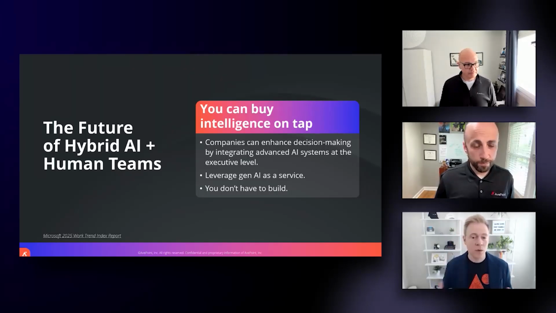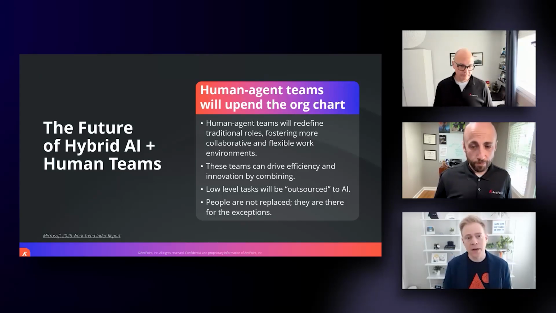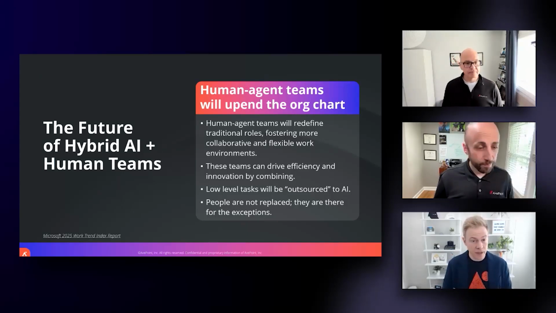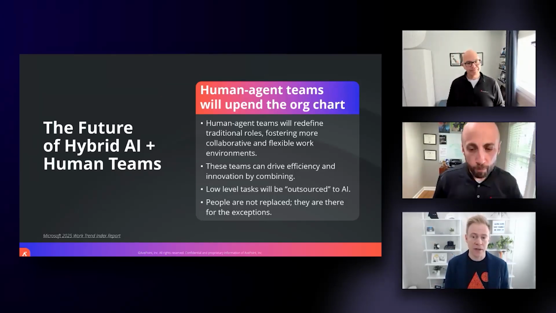So moving to the next slide, what we're going to see is that traditional org charts are very ripe for disruption here, with traditional hierarchies being replaced by a human-agent mix. So you're going to see more fluid, outcome-driven teams, augmented with AI agents and driven by AI, rather than traditional hierarchies.